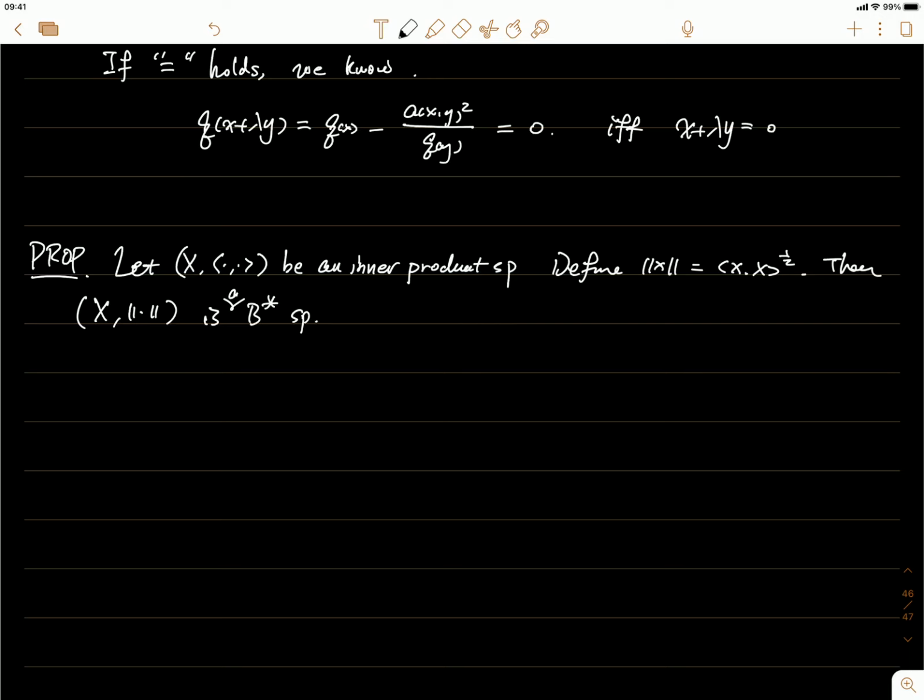Okay, so we defined it in this way, but as we said, if we call this the induced norm, then we actually need to show that this is indeed a norm if we define ‖x‖ in this way. Okay, so that's what we're going to do in this proof.